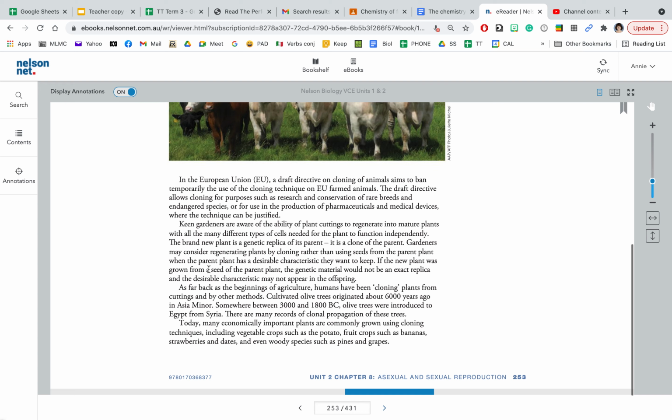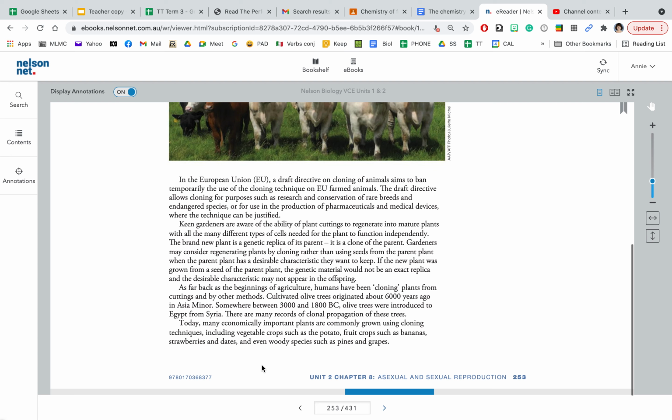Gardeners may consider regenerating plants by cloning rather than using seeds from the parent plant when the parent plant has a desirable characteristic they want to keep. If the new plant was grown from a seed of the parent plant, the genetic material would not be an exact replica, and the desirable characteristics may not appear in the offspring.